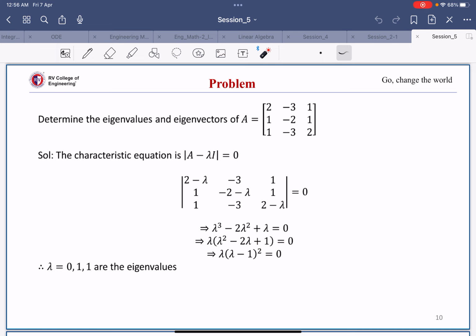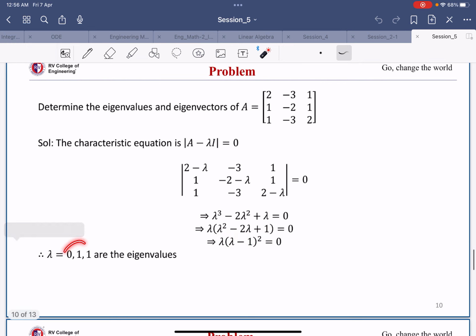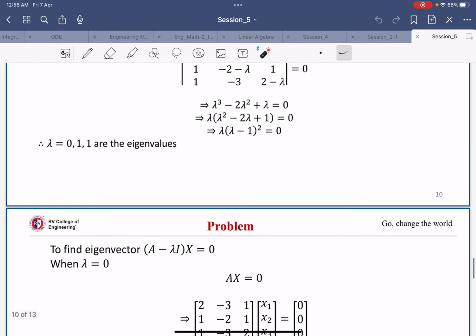You can also find out the roots using scientific calculators, or if you need to do it manually, you can find out the first root by inspection, and the remaining roots can be found by synthetic division. So this is lambda minus 1 whole square. So lambda is equal to 0, 1, 1 are the eigenvalues. So these are our repeated eigenvalues. 1 is a repeated eigenvalue. So you have 3 eigenvalues, 0, 1, 1.